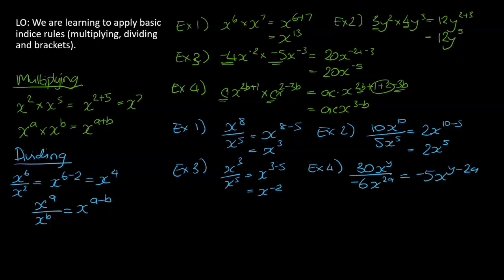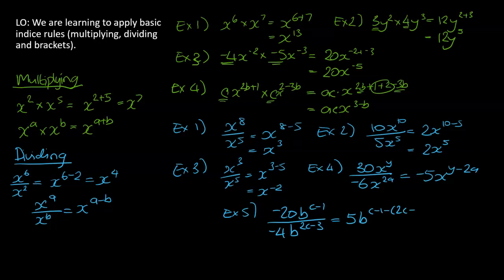We're then going to go x, top power minus bottom power. And then just for fun, I'm randomly going to throw in a final question. So let's say we've got negative 20b to the power of c minus 1 divided by negative 4b to the power of 2c minus 3. The same process is going to apply. Numbers up front, negative 20 divided by negative 4 is positive 5. And then we've got b, and we're going to do top power minus bottom power.